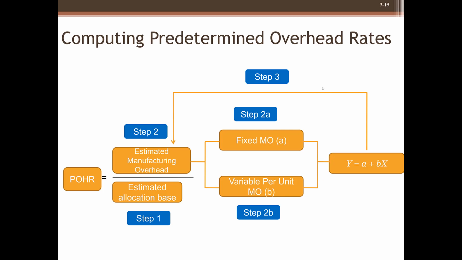Is this equation familiar? This is the same equation as we've learned in Chapter 1 to calculate a mixed cost. Here, y is estimated manufacturing overhead. A is a fixed part of manufacturer overhead cost. B is variable manufacturer overhead cost per unit. X is estimated total amount of allocation base, same as step 1. After we figure out estimated manufacturer overhead, step 4, we can calculate the predetermined overhead rate using the formula.